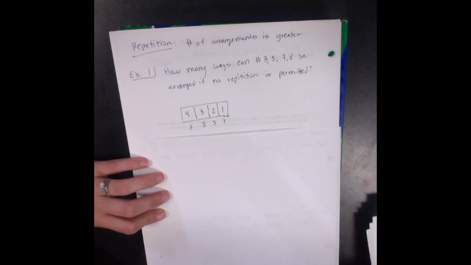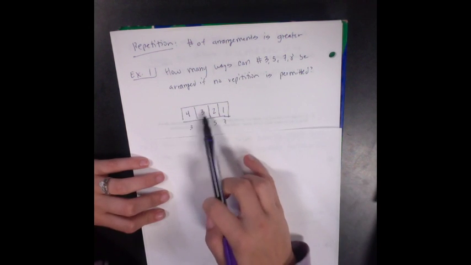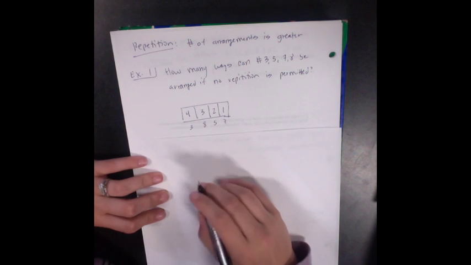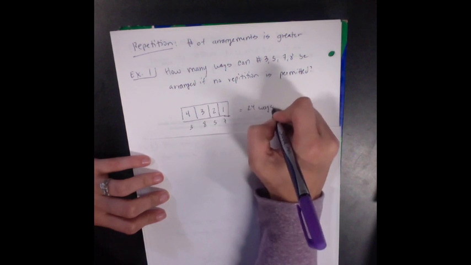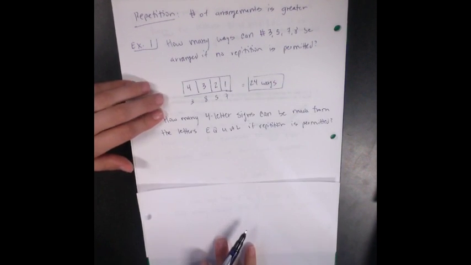Now, this is where the fundamental counting principle comes into play. I take each of these numbers and I multiply them, 4 times 3 times 2 times 1, which gives me a total of 24 ways that I can arrange these numbers. All right, let's do another example.